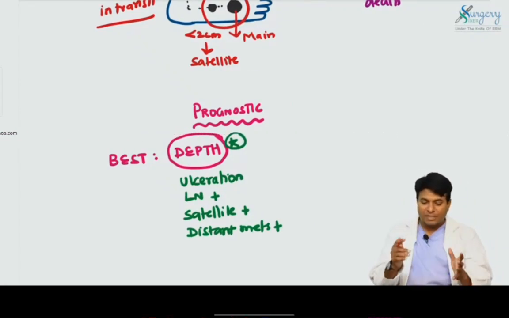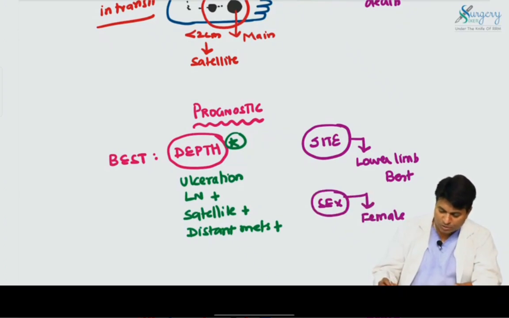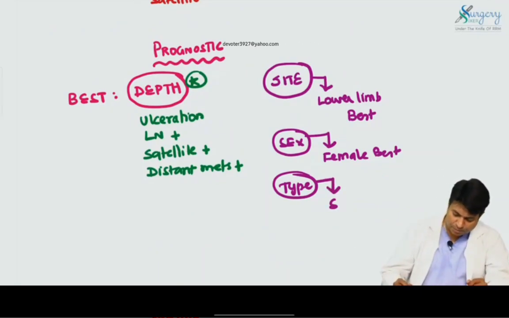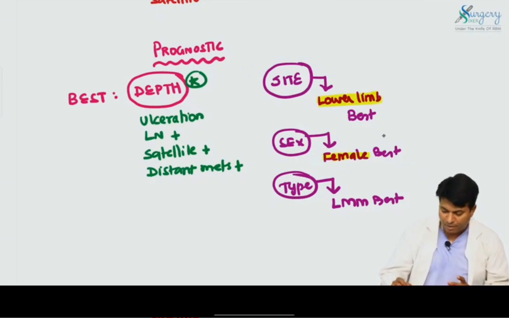So can you tell me which site has good prognosis? A comparative site, which site has good prognosis? Among the site, lower limb has best prognosis. And among the sex, which has best prognosis, male or female? Female has best prognosis. Among the type, which has best prognosis? Among the type, the best prognosis is with lentigo maligna melanoma, LMM. So please don't forget what are all the best prognostic factors. So best prognosis is seen with lower limb melanoma, females, lentigo maligna melanoma.